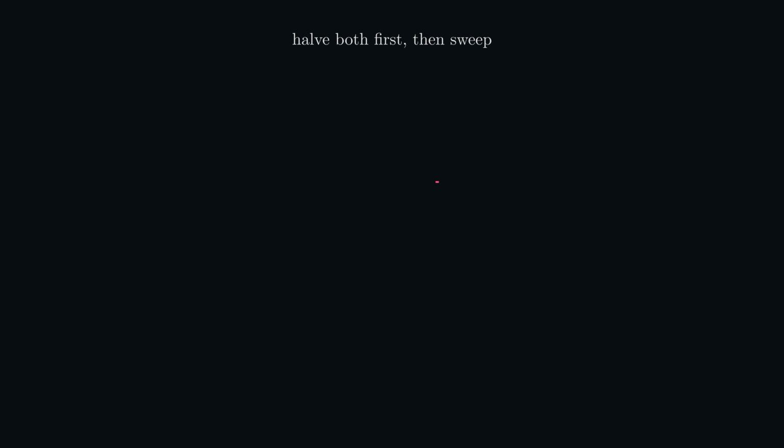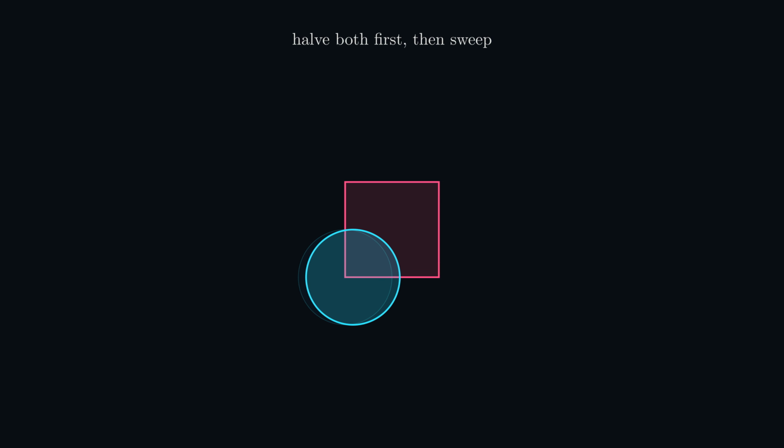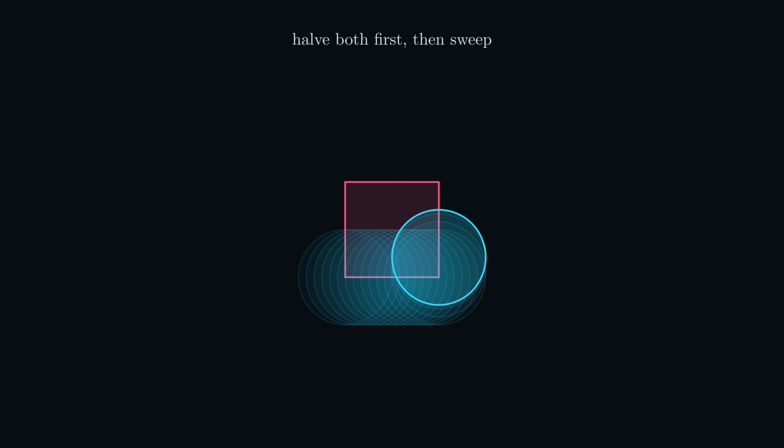The circle has radius 2. The square has side 2. We want the midpoint of a point in each. The midpoint is 1/2 of the first, plus 1/2 of the second. So shrink both by 1/2 before you start. A disk of radius 1 and a square of side 1.